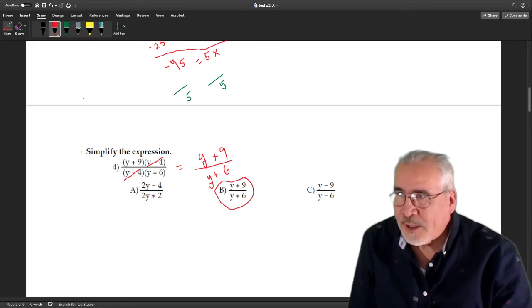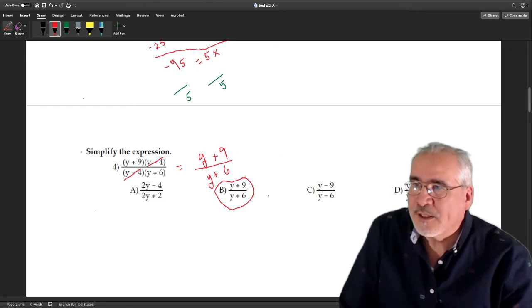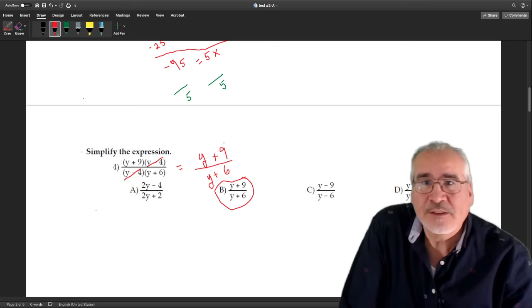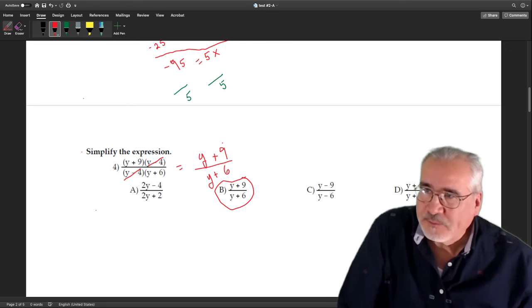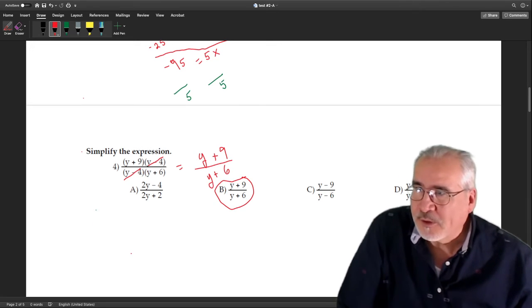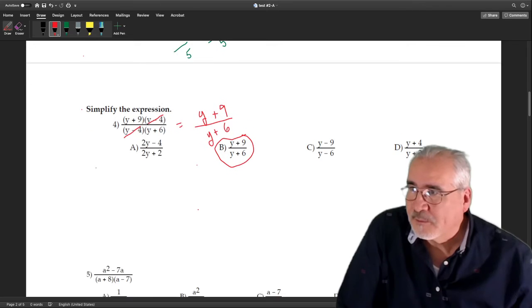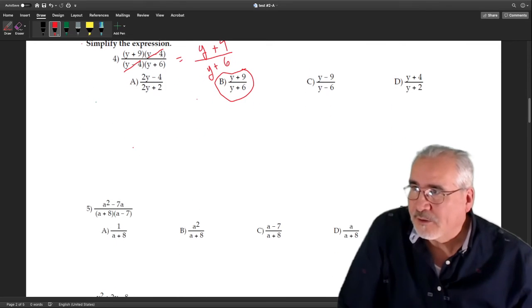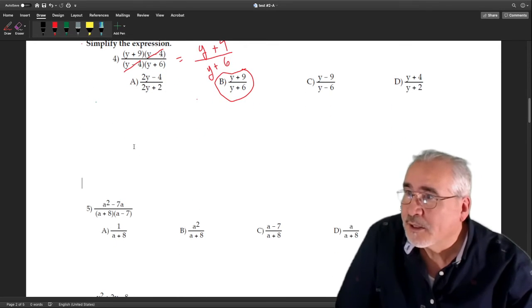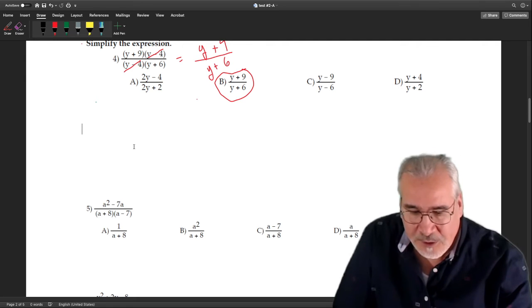Now each other one, again, they've got various wrong answers here, but that's it. We just simplified. Didn't need as much room as I thought I would, right? In fact, since we didn't need the room, let's go ahead and shorten this up.